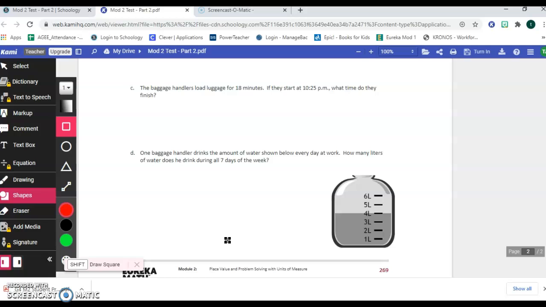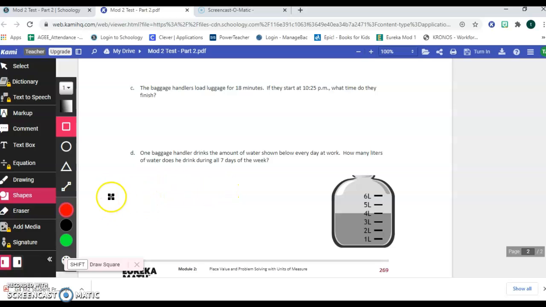And the last question on the test says one baggage handler drinks the amount of water shown below every day at work. How many liters of water does he drink during all 7 days of the week? So if he drinks this amount every day, how much does he end up drinking in 7 days drinking this amount? So I would expect that you would show some sort of method for your calculation.